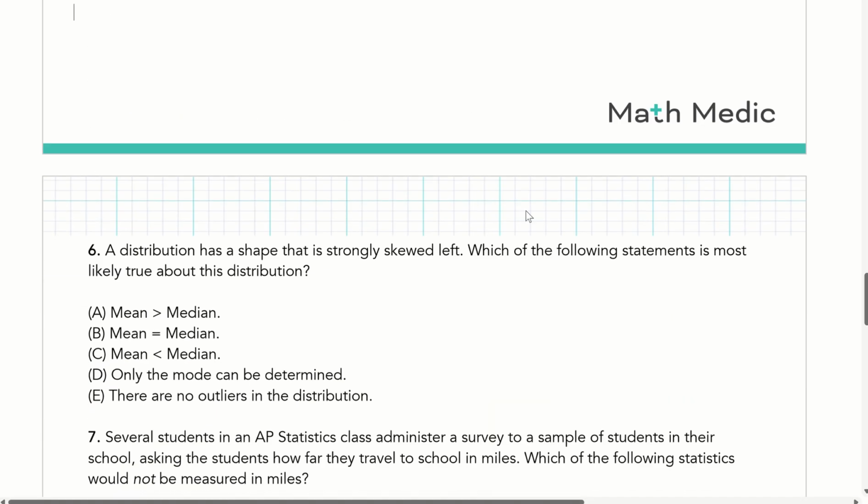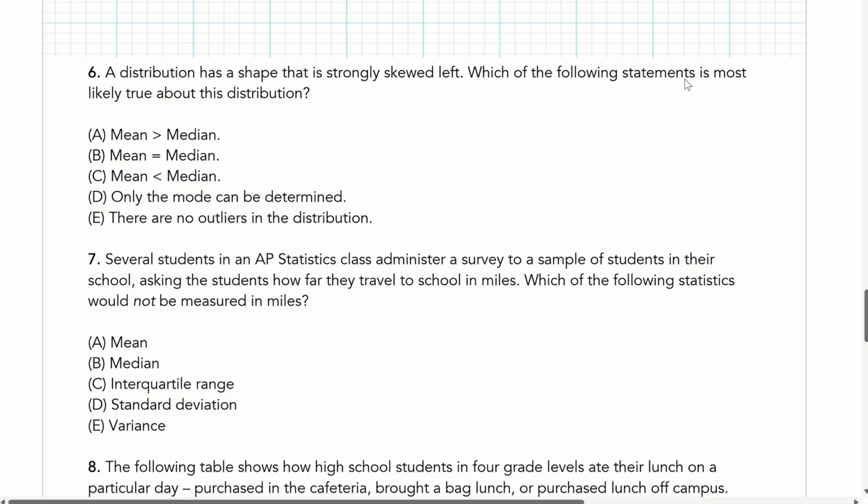All right, so number 6: a distribution has a shape that is strongly skewed left. Which of the following statements is most likely true about this distribution? It says skewed left.